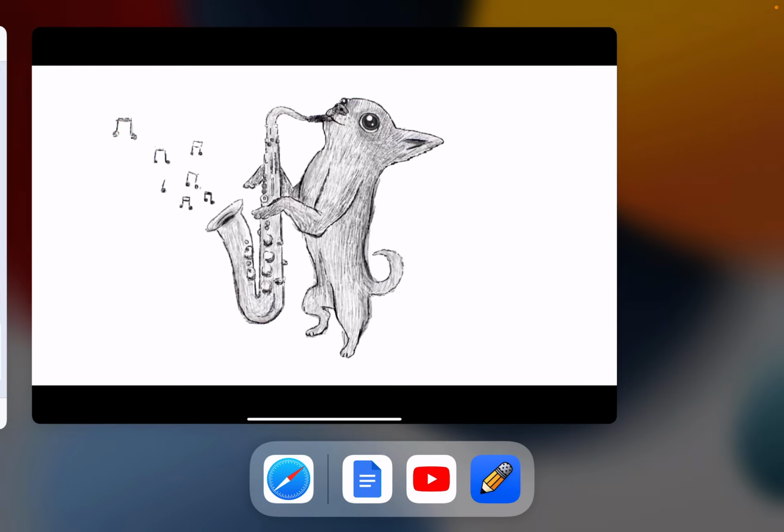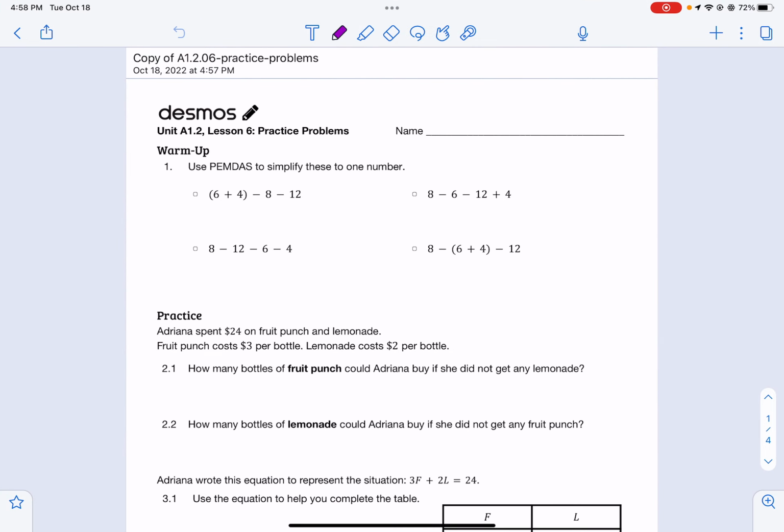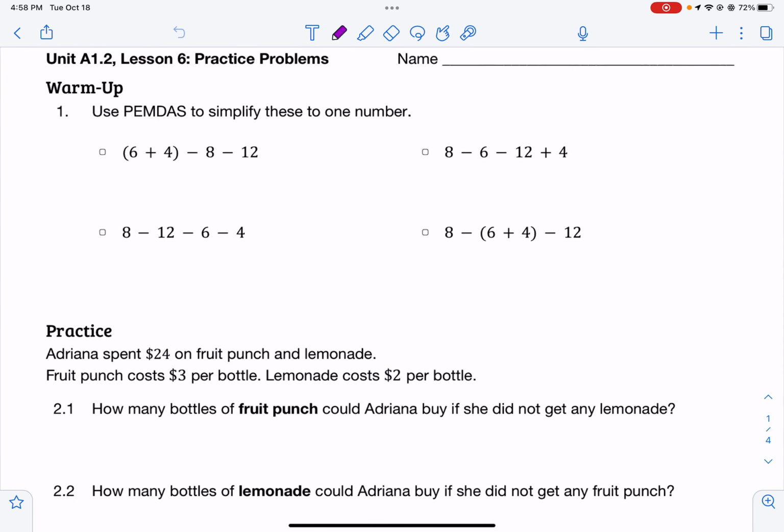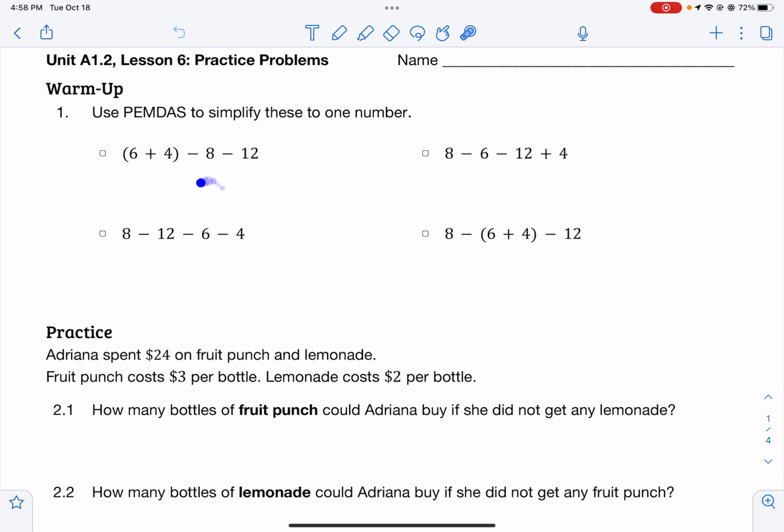Solve some equations? We're ready now. Okay, so lesson 6, homework. Let's do this. Use order of operations to simplify these to one number.